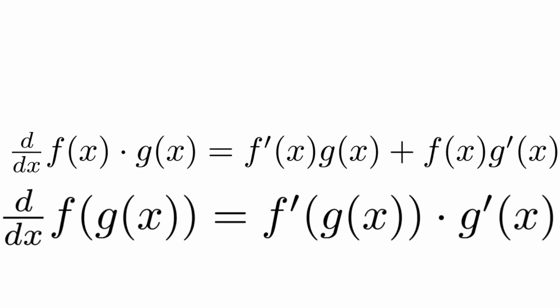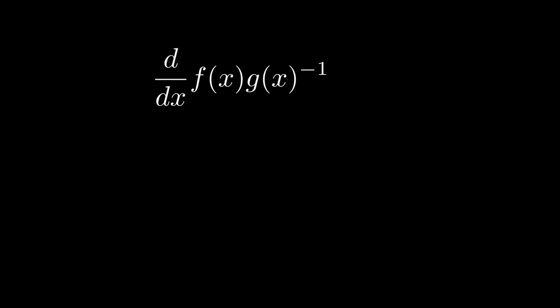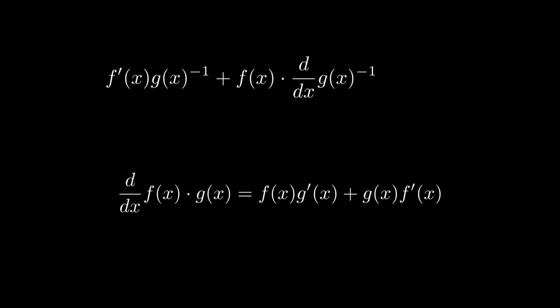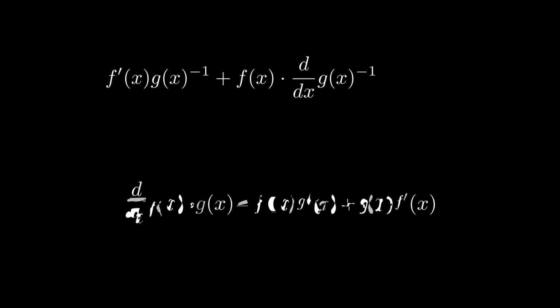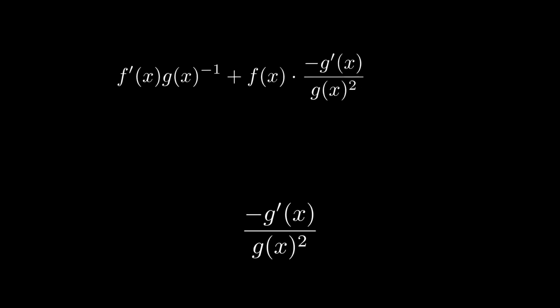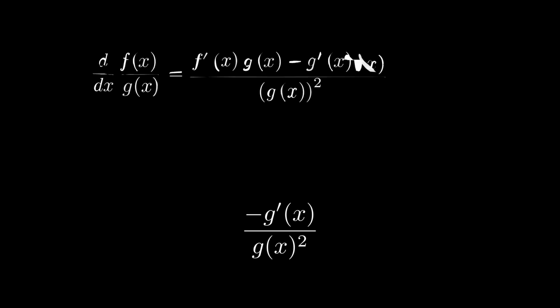Now, we can actually use this in combination with the chain rule to get the derivative of f of x over g of x. First, we can write this as f of x times g of x to the power of minus 1. And now we can use the product rule to get the derivative to be f prime of x times g of x to the power of minus 1 plus f of x times the derivative of g of x to the power of minus 1, which we can use the chain rule to get minus g prime of x over g of x squared, which results to this. We can then simplify to get this formula.